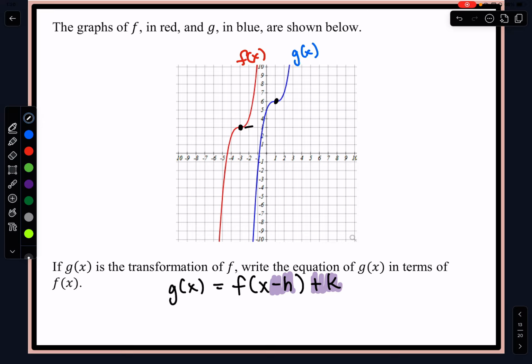Here, since we want to go from the red to the blue, we are translating the red graph in a positive direction first. So 1, 2, 3, 4. So 4 units to the right and 3 units upwards.